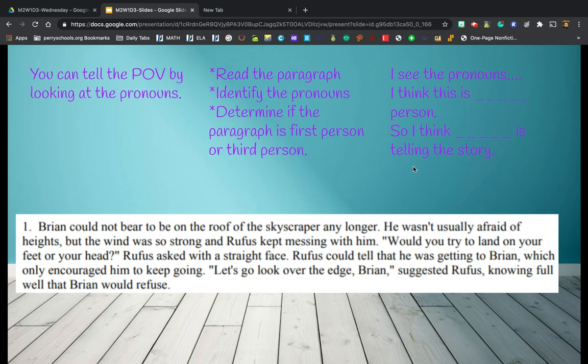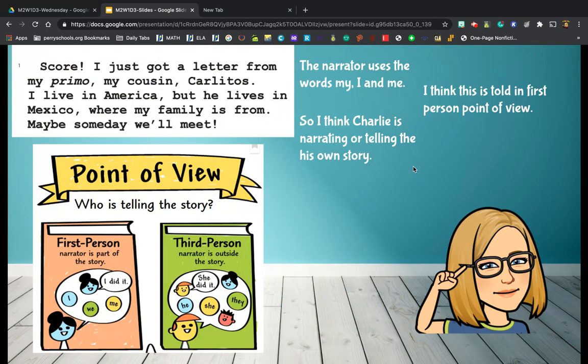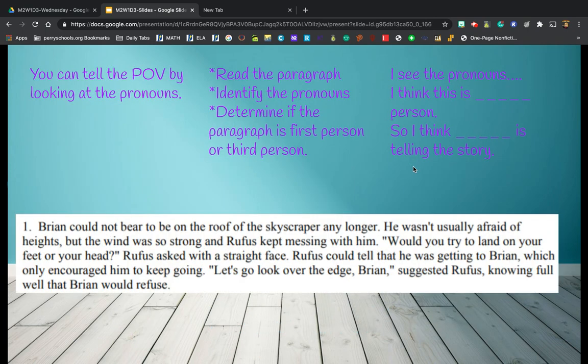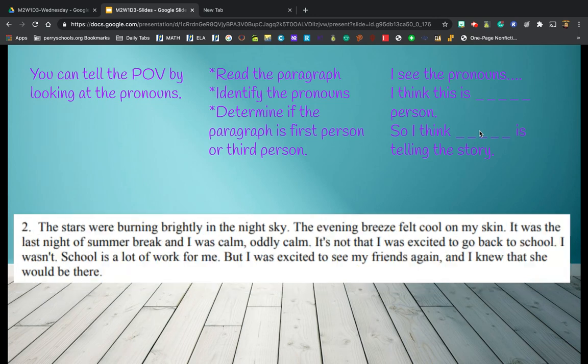So when I think about my point of view chart and I see all of these he's and him's, I know that it is third person point of view. So as I'm thinking about filling in my sentence up here, I see the pronouns he, him, and I think this is third person point of view. So I think a narrator is telling the story, somebody outside the story is telling it.